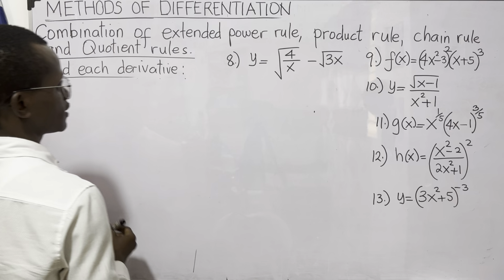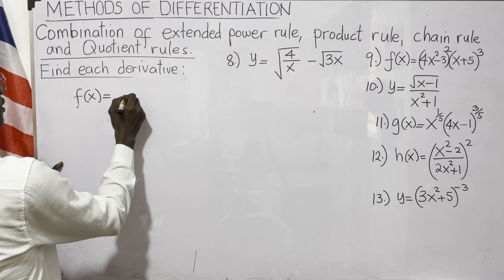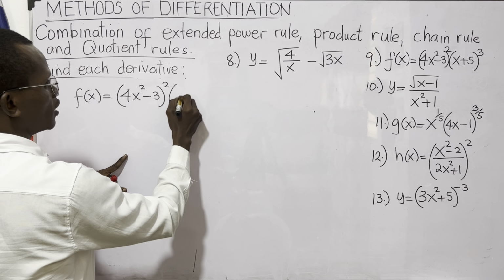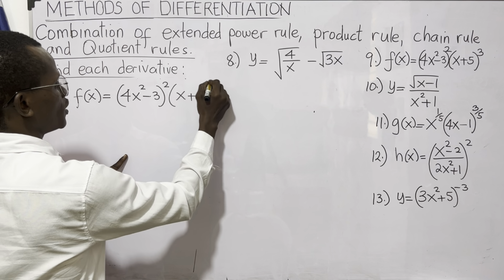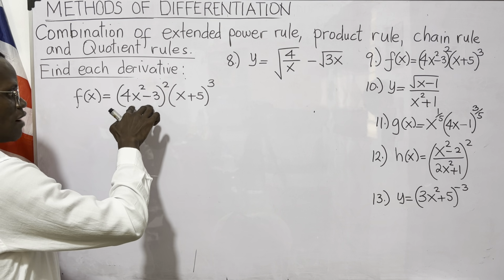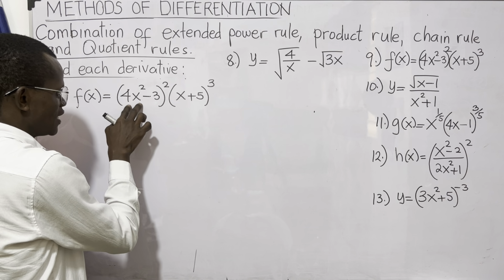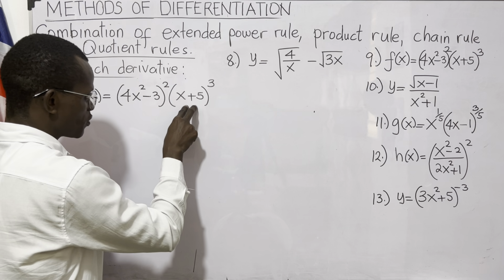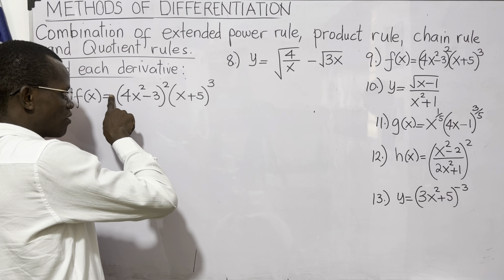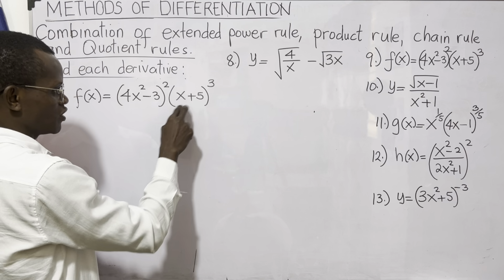So the next problem says f of x equals 4x squared minus 3 raised to the second power, x plus 5 raised to the third power. You were just asked to find its derivative. So you know that you have a product, this times this. But the first factor is raised to a power. The second factor is also raised to a power. So it means when you're dealing with this, you have to bring this power down, reduce the power by 1, and also differentiate inside. Likewise with this one.